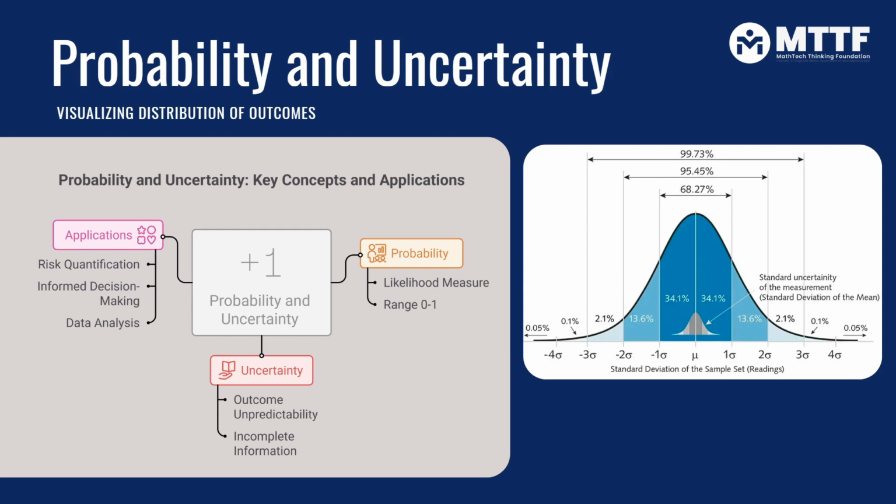In AI systems, probability plays a key role in risk quantification, informed decision making, and data analysis. It allows machines to choose the most reliable option when complete certainty is not possible. Probability is a measure of likelihood, always ranging between 0 and 1, where 0 means impossible and 1 means certain. Uncertainty, on the other hand, arises from unpredictable outcomes or incomplete information.